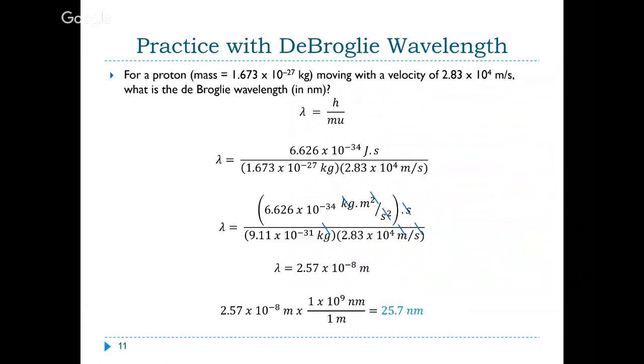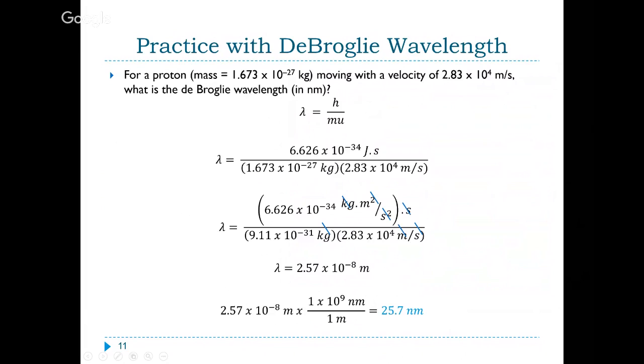So for a proton, where we know that the mass is about 10,000 times bigger, that moves with a velocity of 2.83 times 10 to the 4th meters per second, what is the de Broglie wavelength in nanometers? So once again, we're using our de Broglie wavelength equation. We have our velocity, we have our mass, it is in the correct units. We have our Planck's constant. So once again, we take the units of joules and turn them into kilogram meters squared per second squared so that our units will cancel out. So kilograms cancels, meter cancels with the meter here, seconds cancel out with our seconds squared.